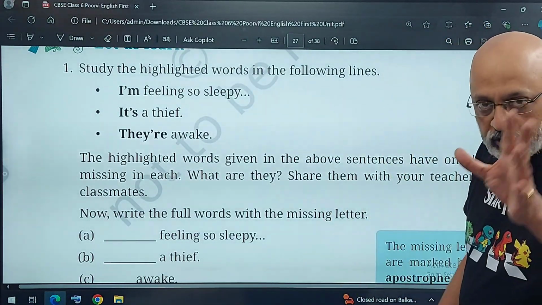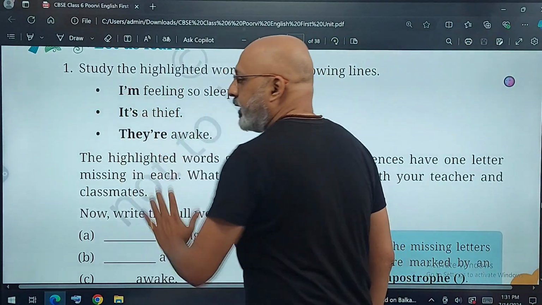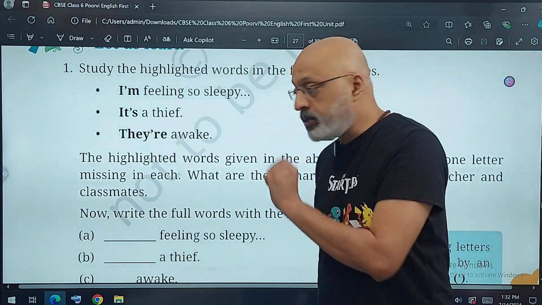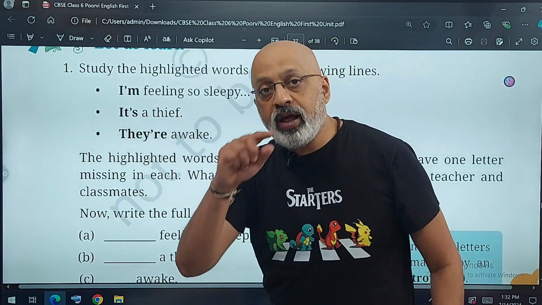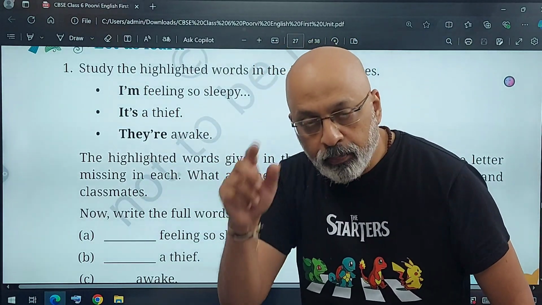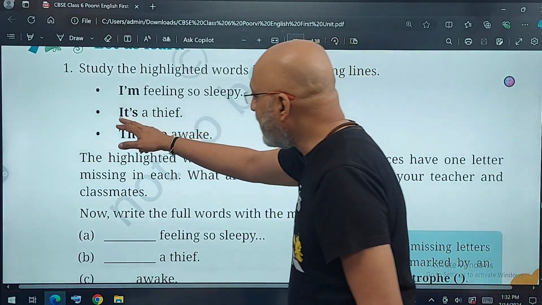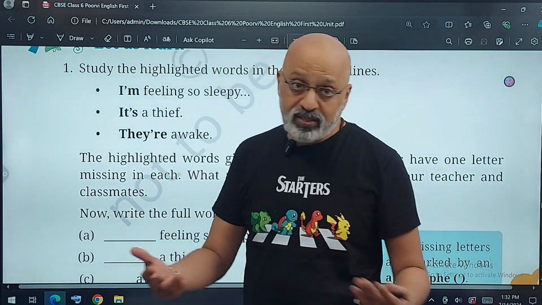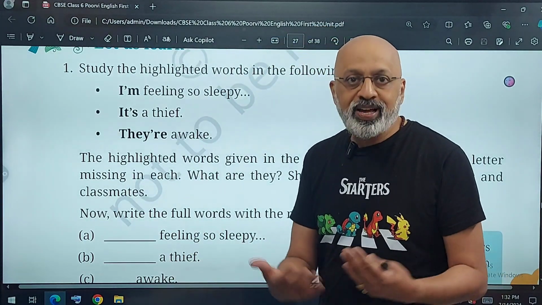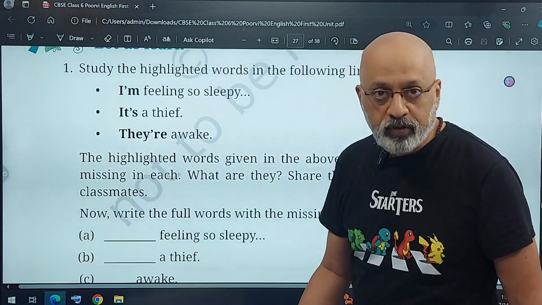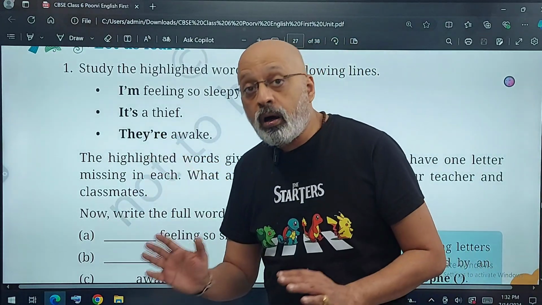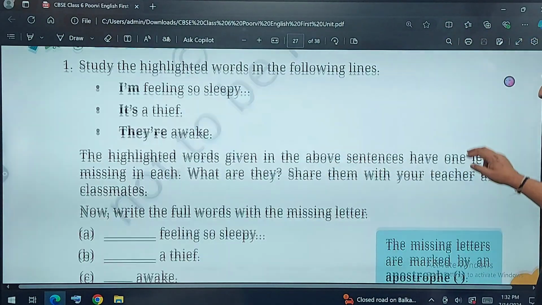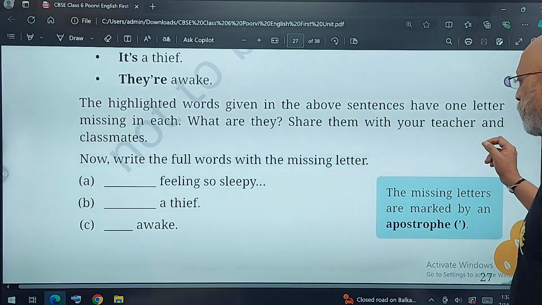Now, these are a bit of grammar questions. I am feeling. Now, this is the way you write. When you do not want to write "am", I am feeling so sleepy, you use an apostrophe and write I'm. It is a thief. Instead of writing "it is", you can write "it's a thief", right? It's a slightly more stylized way of speaking. They are awake, right? So you're not writing "they are". The highlighted words given in the above sentences have one letter missing in each. What are they? Share them with your teacher and classmates.